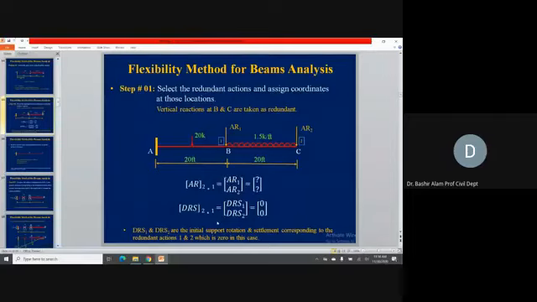Next slide now. If you see the vertical reaction at B and the vertical reaction at C, we choose those as our redundant actions. Now, how do we fix the direction of these redundant actions? That is arbitrary. You can choose them in the upward direction or in the downward direction. So here you can see AR1 and AR2. These are the redundant actions, and we have chosen them in the downward direction. So downward direction is becoming our positive sign.